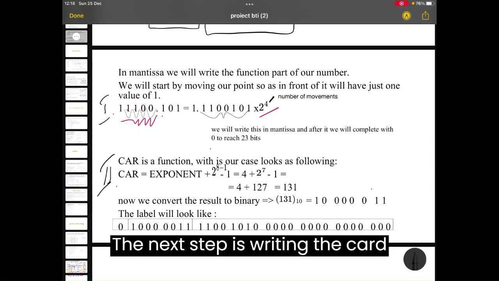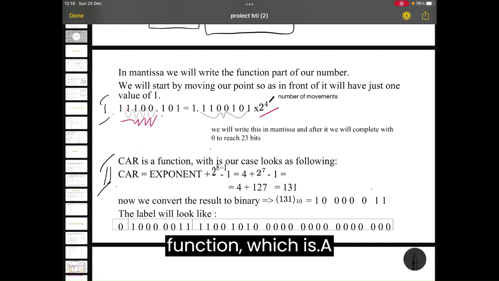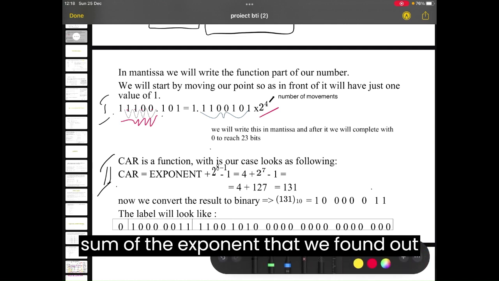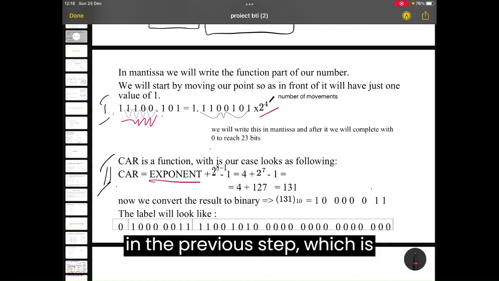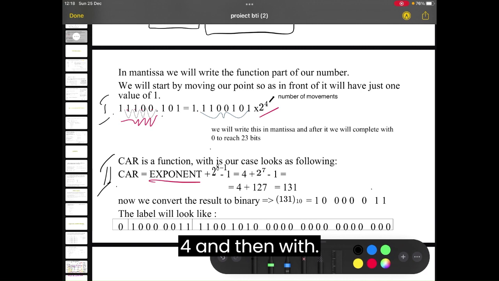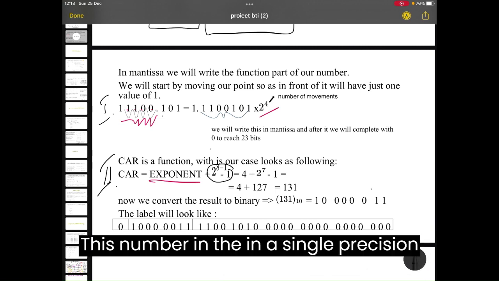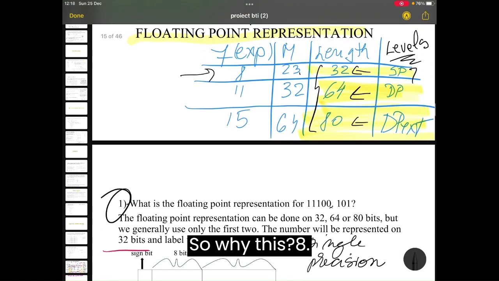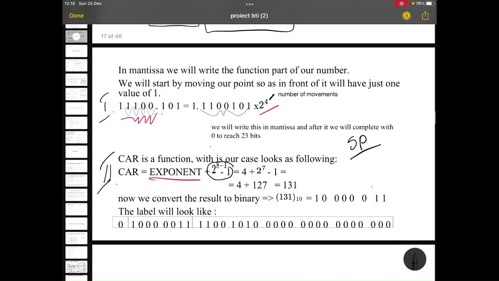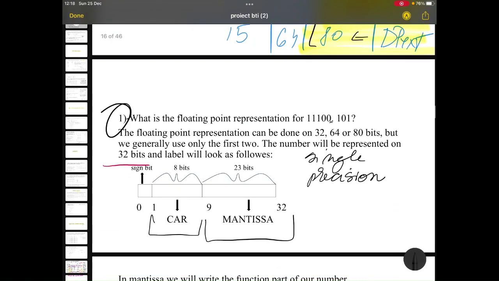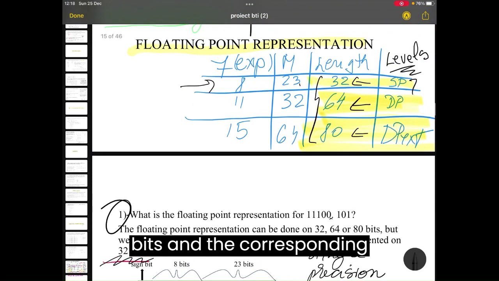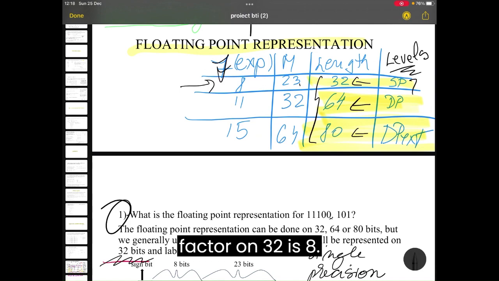The next step is writing the characteristic function, which is the sum of the exponent that we found in the previous step, which is 4, and then this number in the single precision case. So why this 8? Well, because we are doing a representation on 32 bits, and the corresponding factor on 32 is 8.